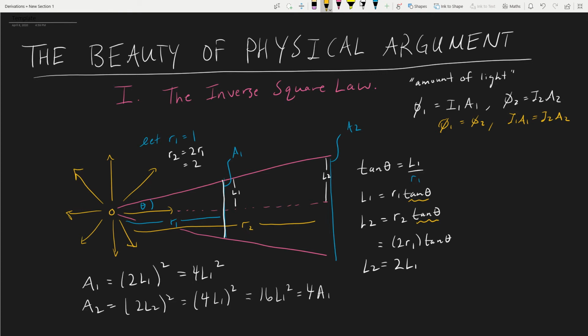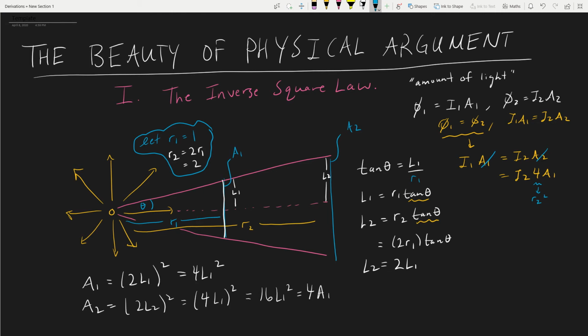So if we take our little expression here, phi 1 equals phi 2, okay? When we expand this, we get I1A1 equals I2A2. Well, I just told you that A2 was 4A1. Cancel these things. And then we notice something here. However I arrange these numbers, as long as this relationship of R2 equals twice R1 holds, what you'll find is that this number here is always R2 squared.